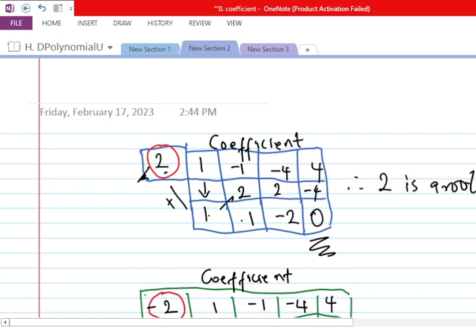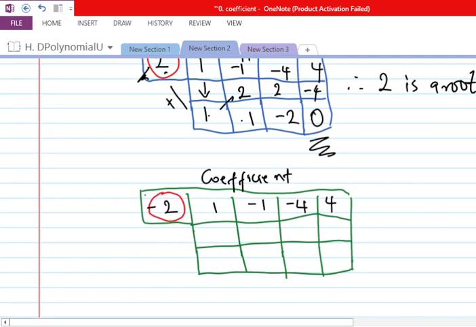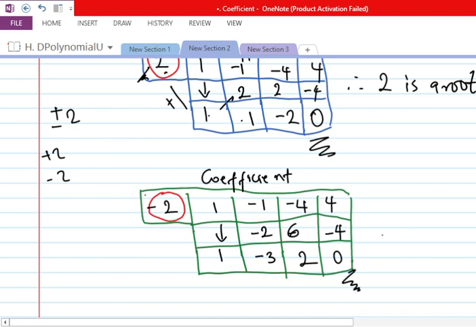So we've gotten 2 roots now, then 1 more. So let's try with minus 2. We're going to find for minus 2 under the synthetic division. First, bring down your 1. Minus 2 times 1 is minus 2. Minus 1 plus minus 2 gives us minus 3. Minus 2 times minus 3 is 6. Minus 4 plus 6 is 2. Minus 2 times 2 is minus 4. Plus 4 is 0. So what do we have here? Minus 2 is a root.